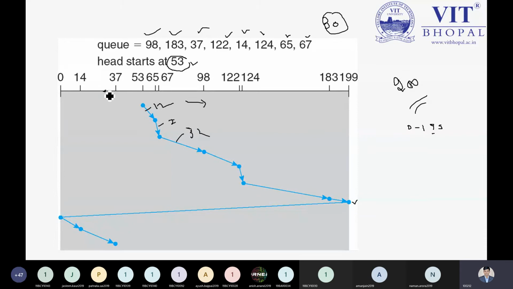I will choose this point. Okay, so that will be my beginning point. Beginning means, from the pictorial representation, I can take from here. So this is a point. So this is a C scan.